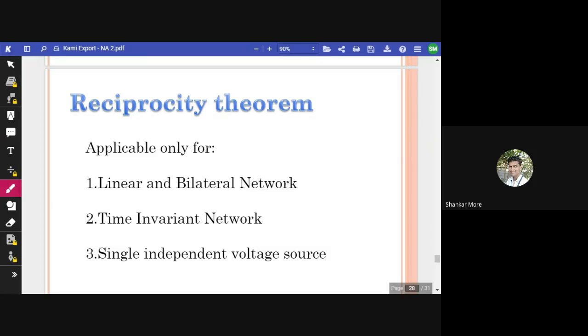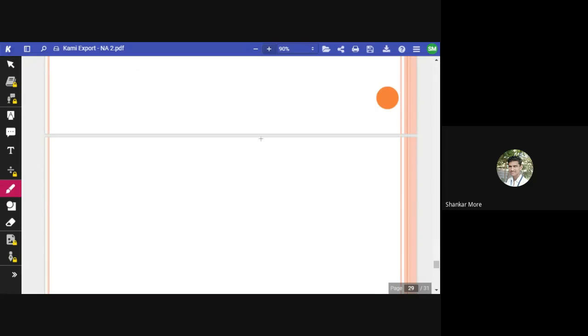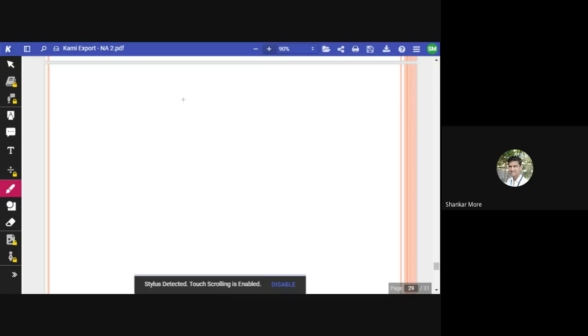Now, what exactly is the reciprocity theorem? All right, so let me just draw one figure to show you how this theorem works. Okay, so in simple terms, let us suppose this is a complex circuit.